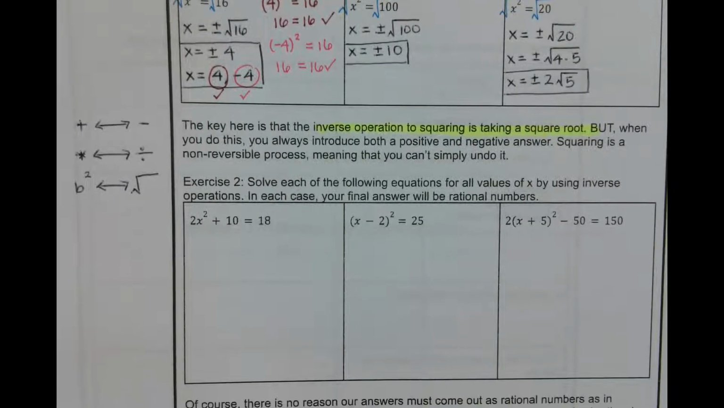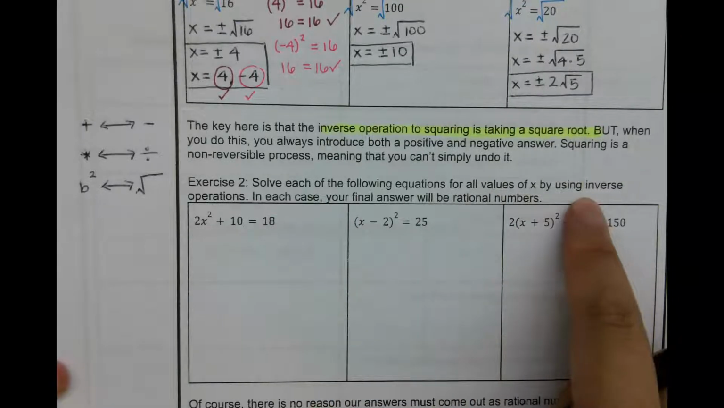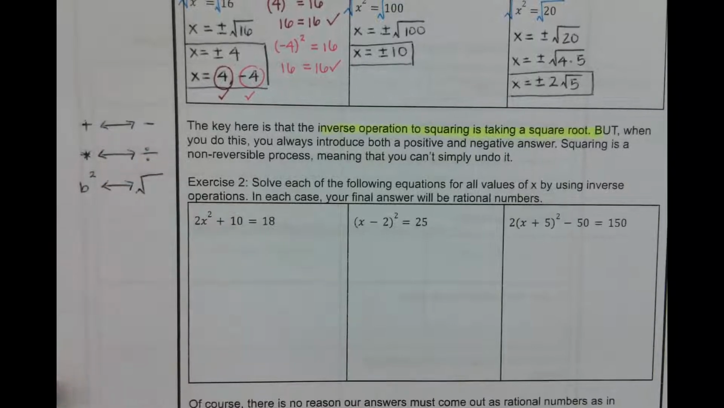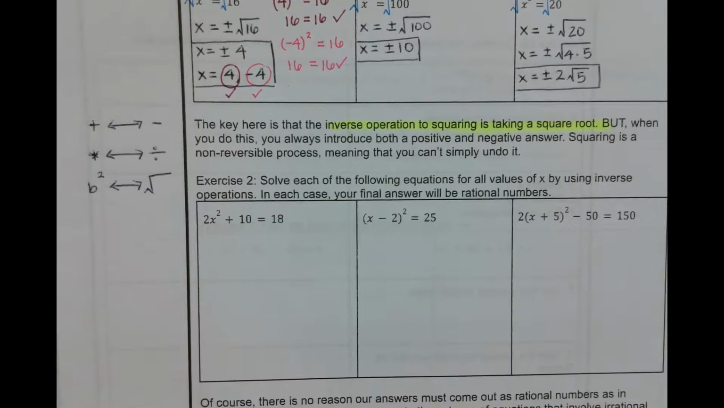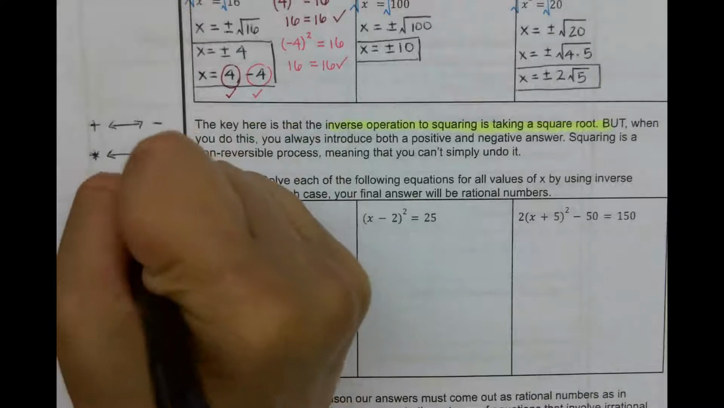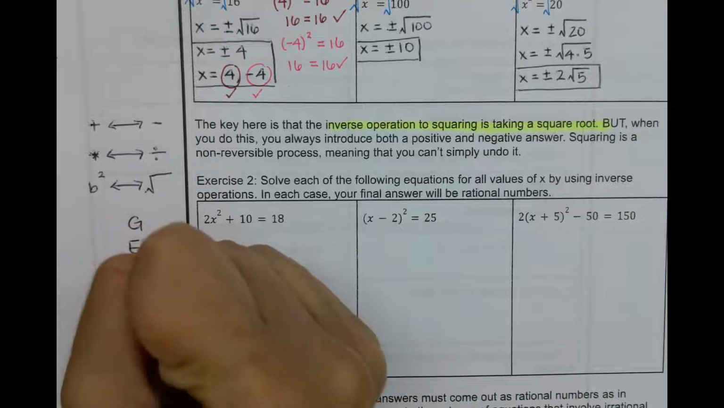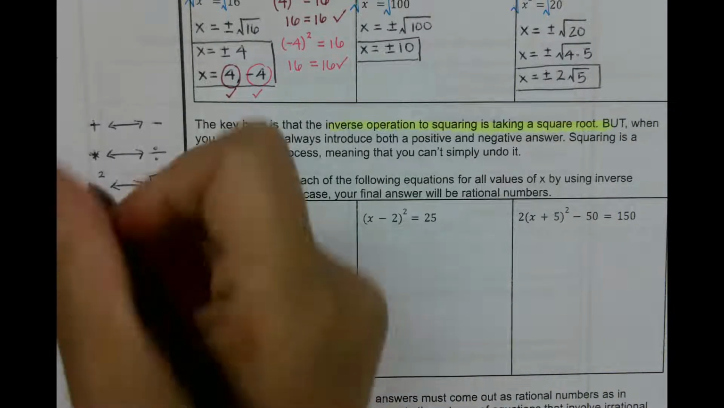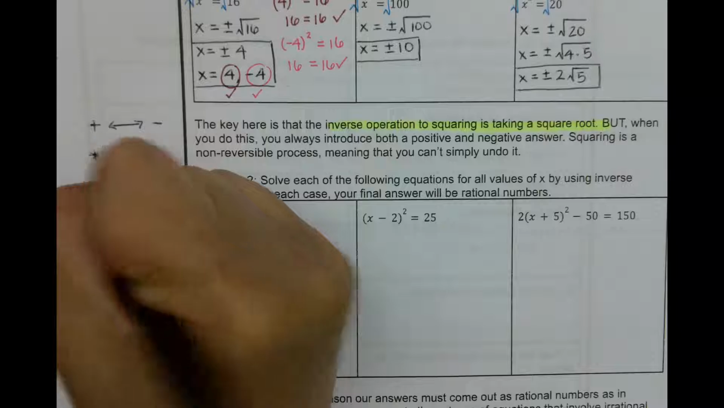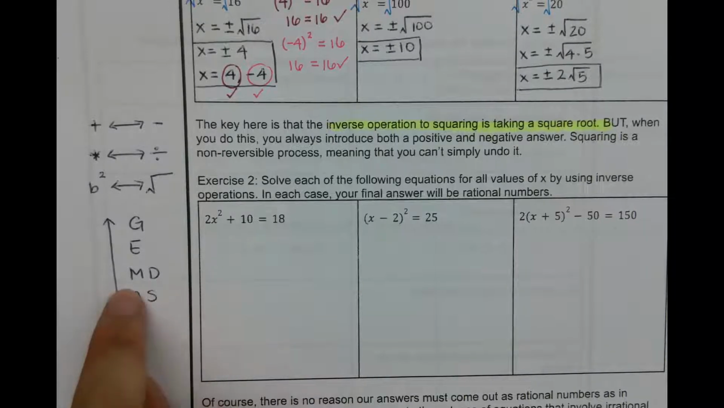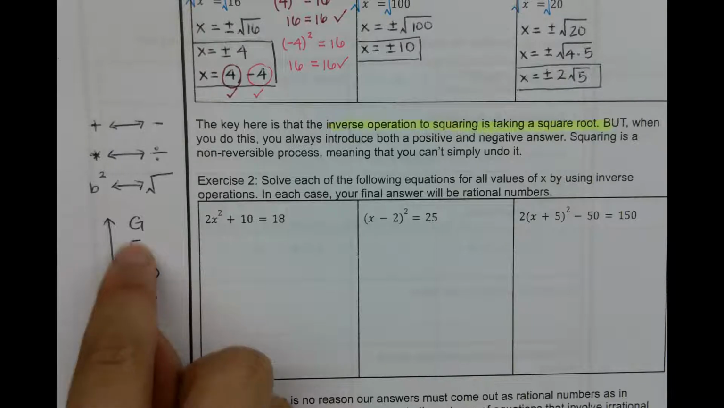Now we're going to solve each of the following equations for all values of x by using inverse operations, using what we know. Whenever you solve for a variable, what we're actually doing is going in reverse order of operations. Normally we do this, but when we solve for a variable, we go reverse. So we're going to deal with addition and subtraction first, then we move on to multiplication and division, then exponents, and last we do grouping.